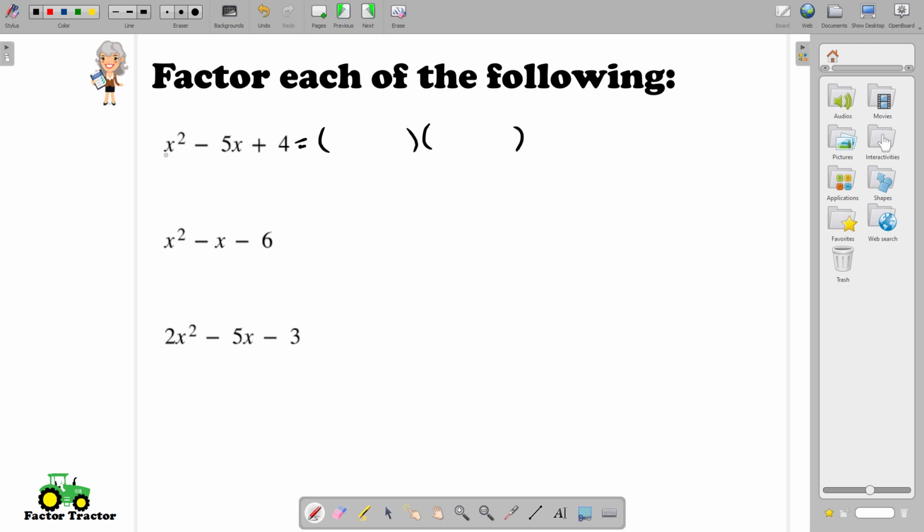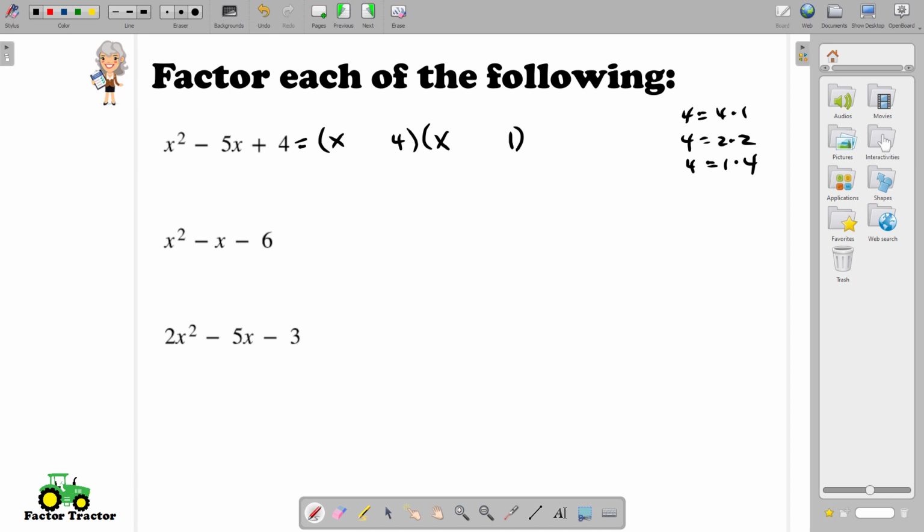I need the factors that will give me x squared. Well, I know I have to have an x and an x, because x times x gives me that first term, x squared. But then we need factors of 4. 4 can be 4 times 1, 2 times 2, or 1 times 4. Those are the only sets of factors of 4. So I'm going to use 4 and 1, and you'll see why in a second.